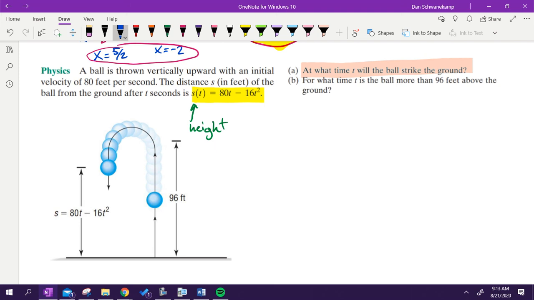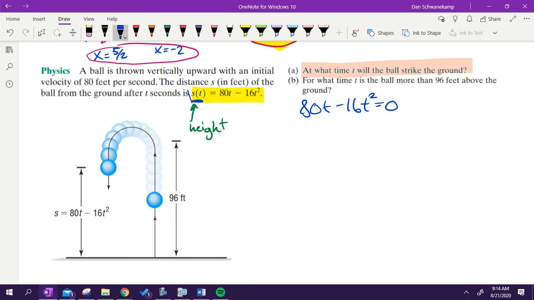What was the height when it hit the ground? 0. Well, this is an equation that tells me height, where s of t is the height. What do I want the height to be? 0. That's when it hits the ground. So all we have to do here is take this equation and make it equal to 0.